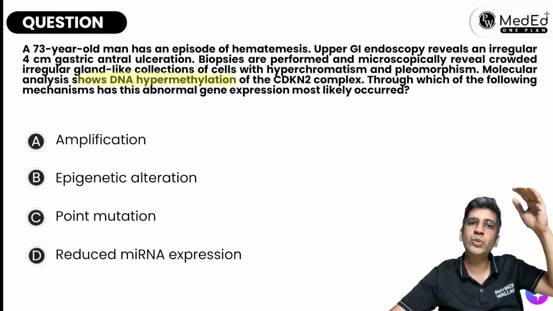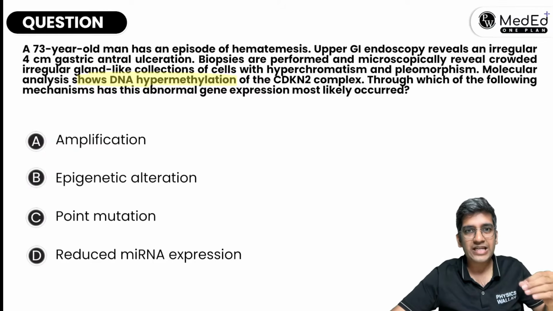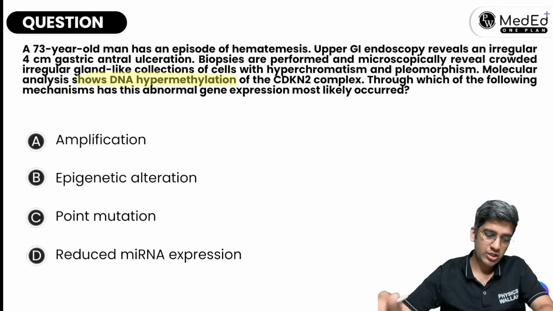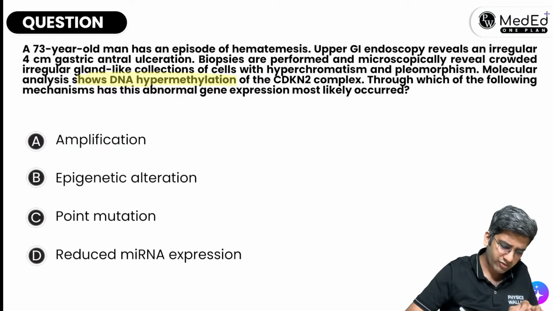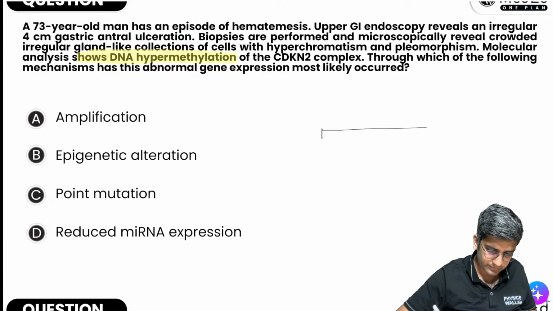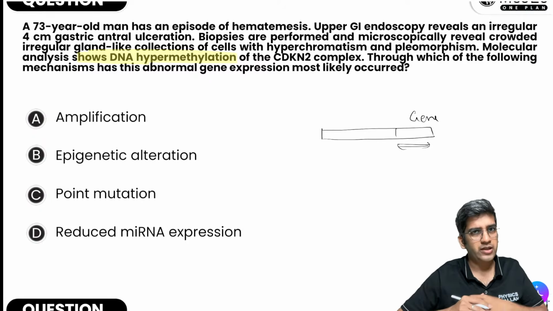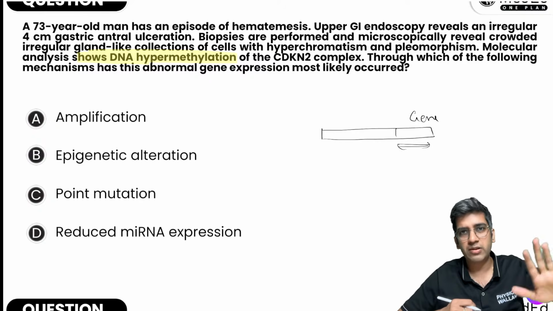Any methylation will suppress the gene's expression. Acetylation might activate the gene expression. All these are called epigenetic alteration. What do you mean by epigenetic? Let's take a word to understand what epigenetics is. Let's assume this is a gene. This entire thing is a gene, right? You remember introns and exons, right? Intron will be above the gene, exons will be the coding part of the gene, right?